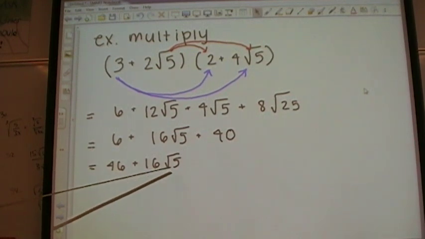And make sure you write it in standard form, just like imaginary numbers, complex numbers. The i comes second. Same thing with radicals. The radical comes second. The real number comes first, then the radical. So we get 46 plus 16 root 5 as our answer.